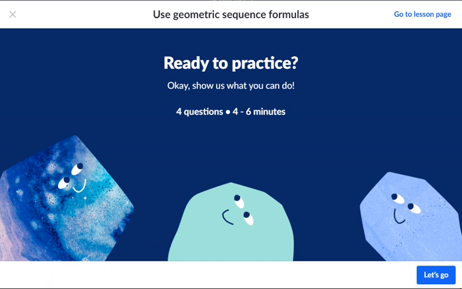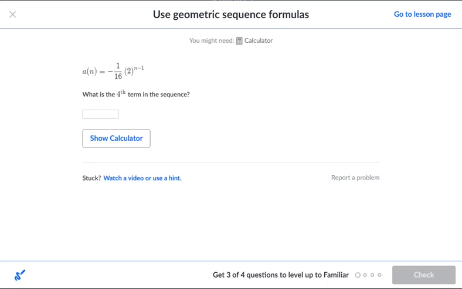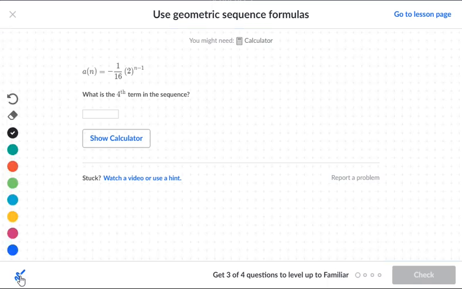Sequences. Use geometric sequence formulas. Okay, we have the following formula: a of n is equal to negative 1/16 times 2 to the n minus 1. We want to recognize what is the fourth term. Notice you only have really one formula, because later on you're going to see other problems that have two parts to the formula. So this is only a one-part formula here.